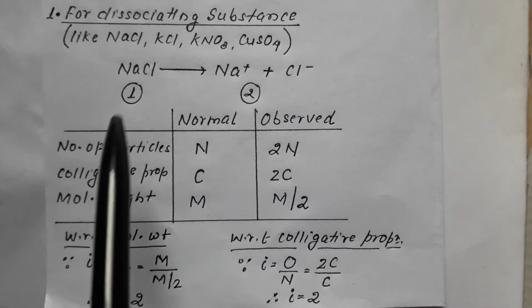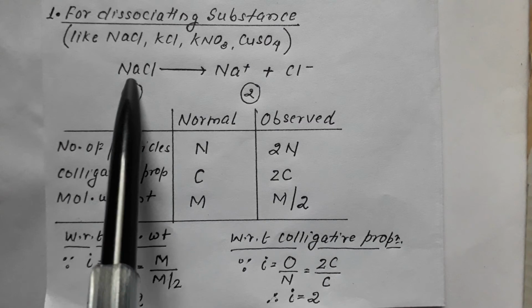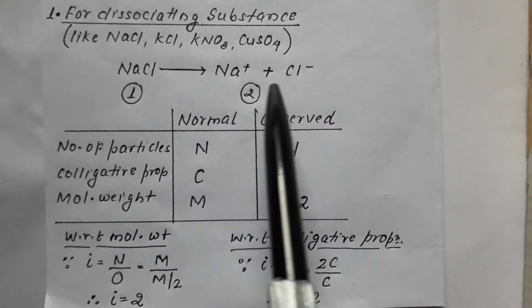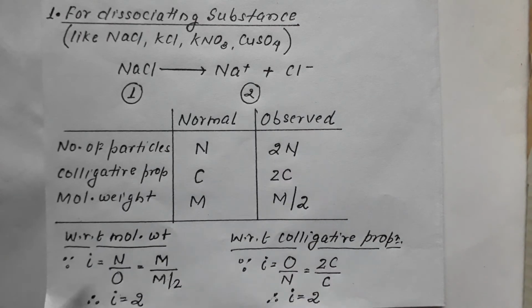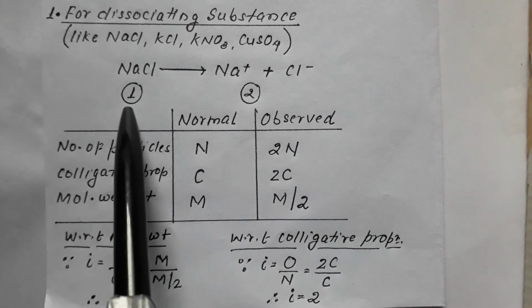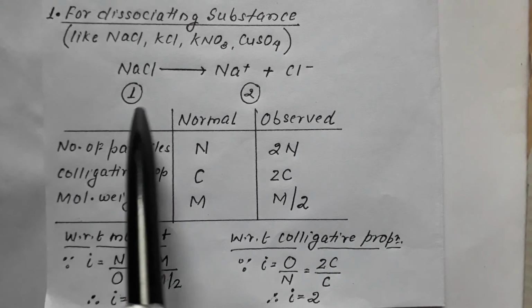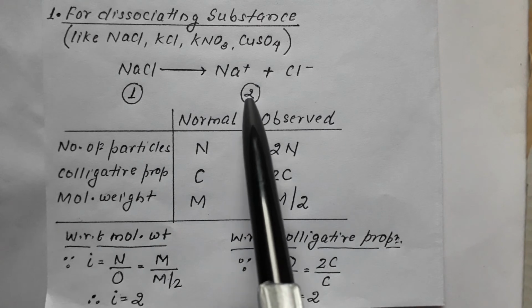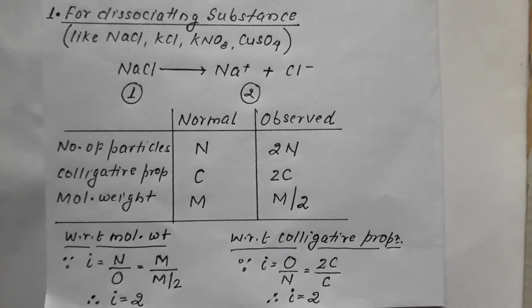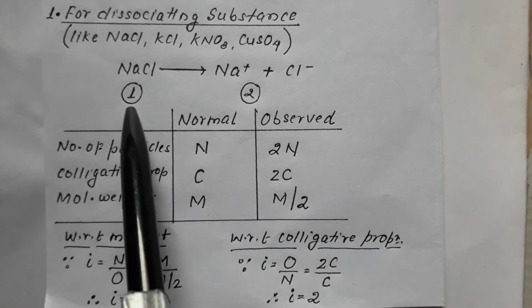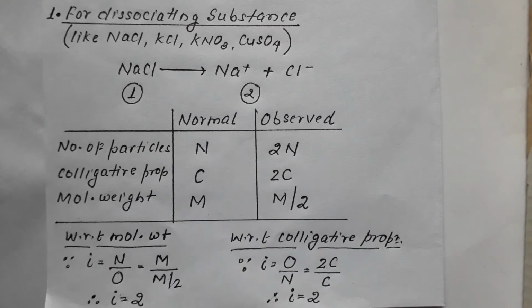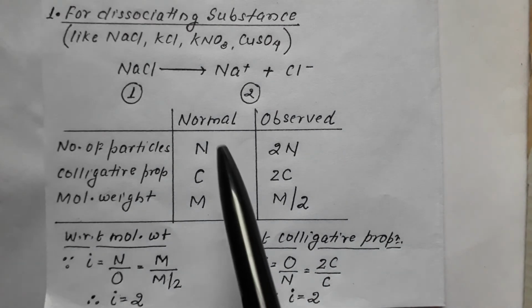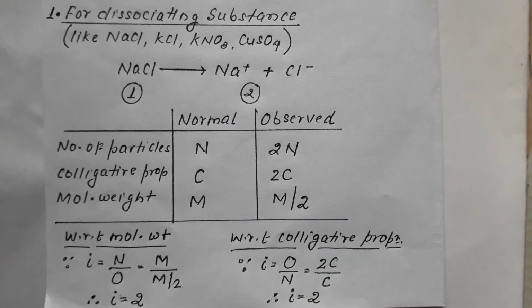Now suppose I take NaCl to explain. NaCl ionizes to give Na+ plus Cl-. That is, if the system has one molecule of NaCl, because of ionization the effective number of particles will become 2. Hence there would be a difference between the normal and observed, because of the ionization, that is dissociation.